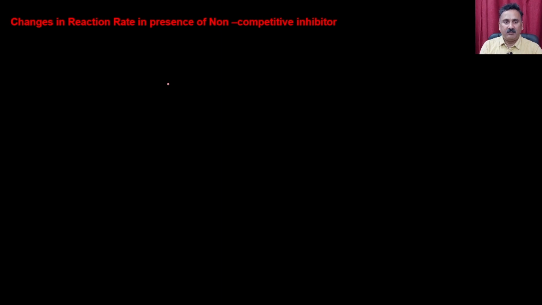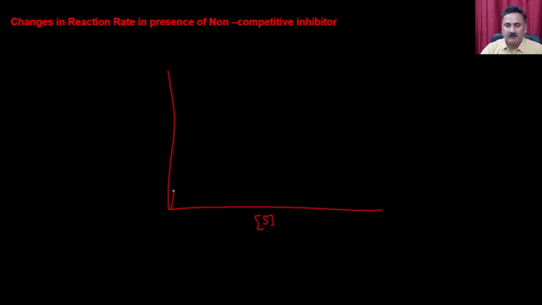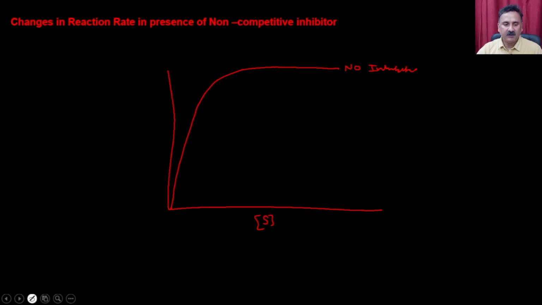Now we'll see how the curve looks. You have the substrate concentration on the axis. First you have no inhibitor, so it is going to be like this. Now when you have the non-competitive inhibitor, there is a difference.